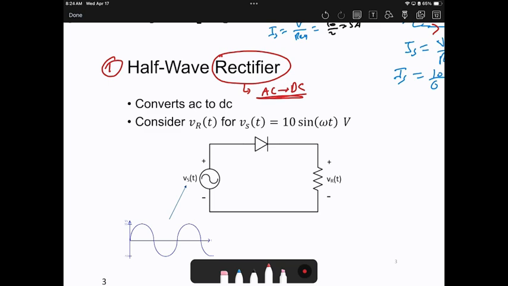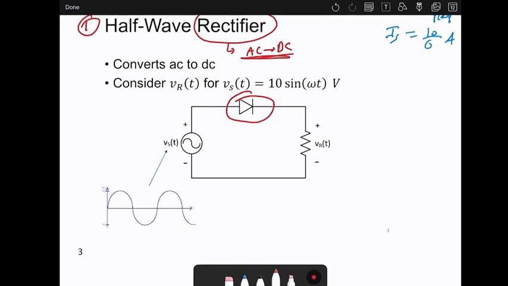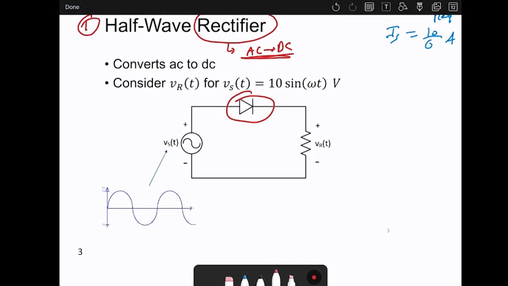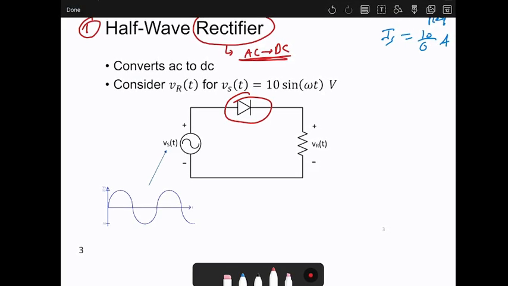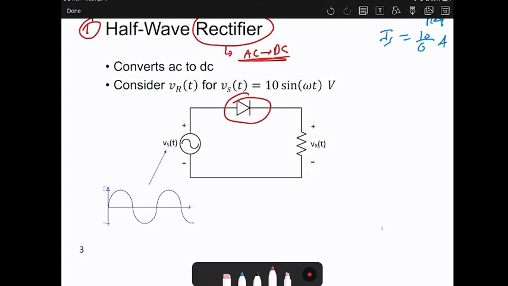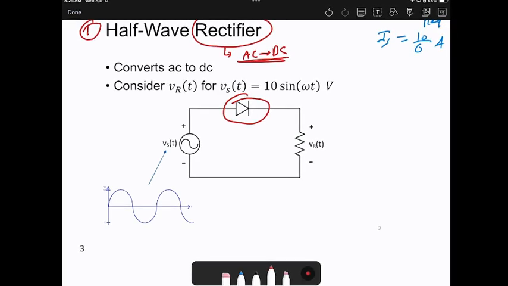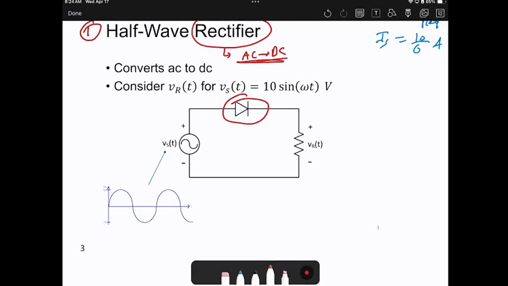As an example, this is a source. Then we have a diode in series. Then we have a resistor. The source that we have is AC, and our target is for the load to be DC. We need to convert AC to DC. So let's assume the load is your cell phone or your laptop, and Vs is the wall outlet. By using a single diode, can we convert AC to DC? Let's see. We will assume the AC is 10 sine omega t, 10 volts sine omega t.